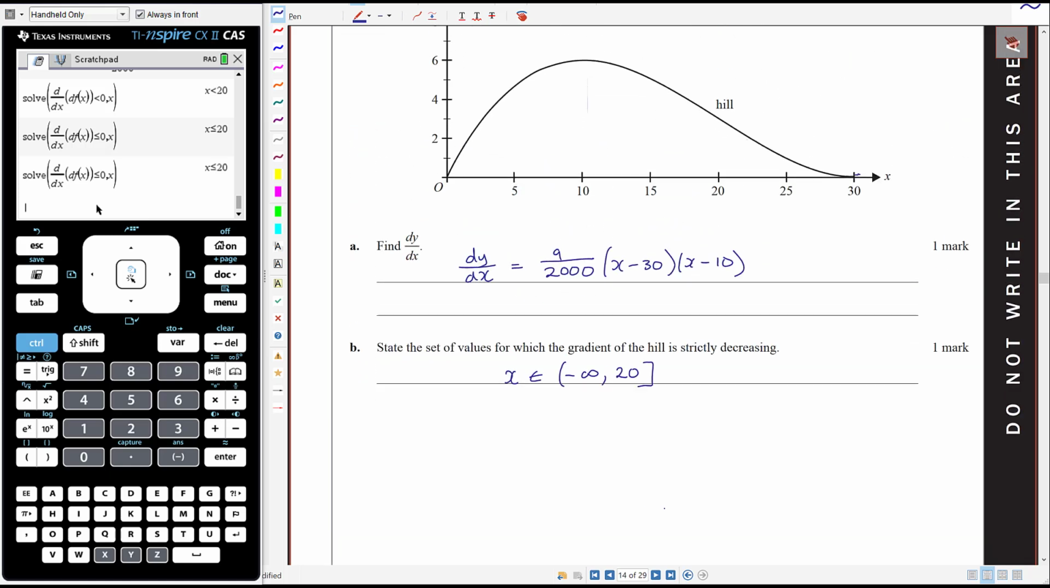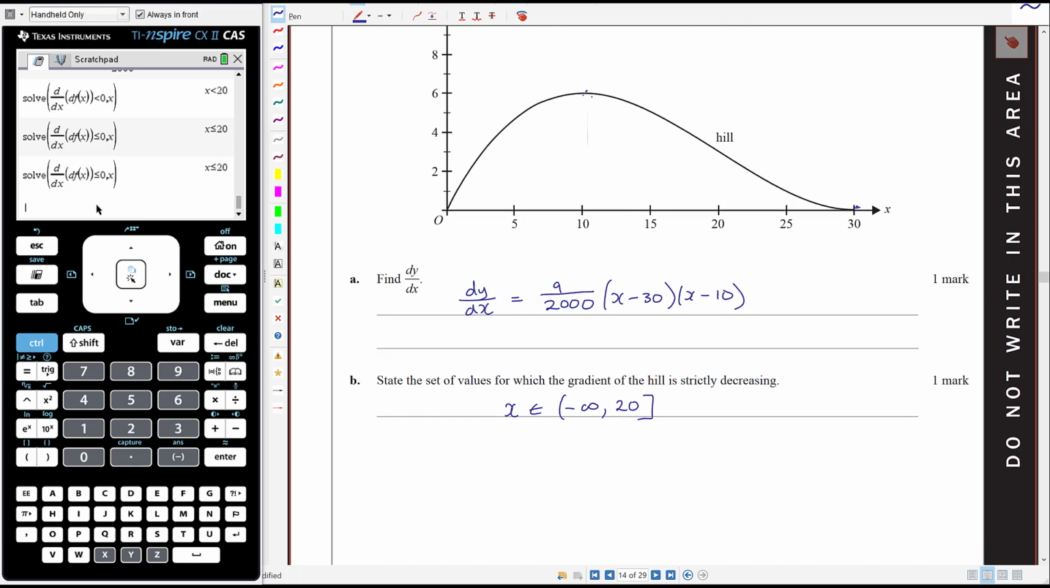That was, yeah, a little mean. I think it would have been hard enough to ask you about strictly decreasing, just the hill, the 10 to 30.